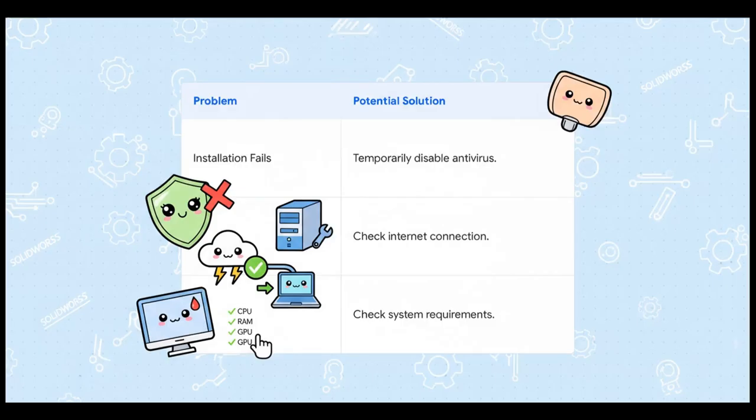So let's look at the usual suspects. If your installation just fails or hangs, 9 times out of 10, your antivirus software is the culprit. Try turning it off just for the install. Seeing license errors? That's almost always a network thing. Check your internet connection. And if SolidWorks is just running super slow, it's worth double-checking that your computer actually meets the minimum system requirements. These 3 things solve most issues.